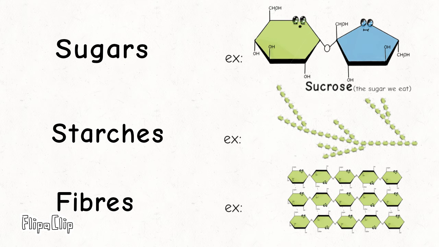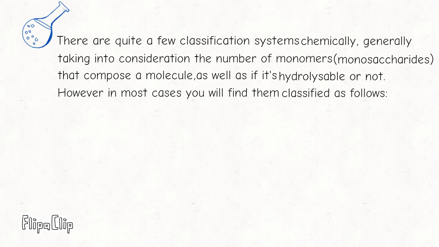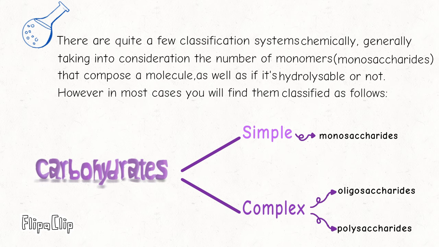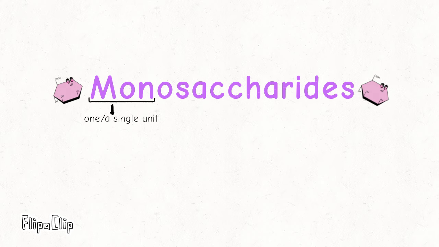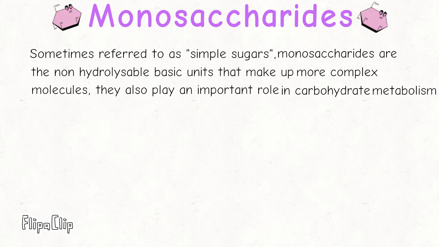And as you can notice, the three that I mentioned just now are vastly different, which brings me to my next point, classification. According to the degree of complexity, carbohydrates can generally be classified into 2 large categories, simple and complex. Starting with the simplest carbohydrates, monosaccharides. Mono means 1. And saccharides, essentially sugars. That's why monosaccharides can generally be referred to as simple sugars.